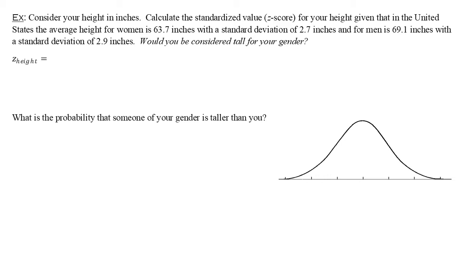So let's try out an example. Consider your height in inches. Calculate the standardized z-score for your height, given that in the United States, the average height for women is 63.7 inches with a standard deviation of 2.7 inches, and for men is 69.1 inches with a standard deviation of 2.9 inches. Would you be considered tall for your gender? Okay, well, I'll do my height, which, from what I remember, is about 71 inches.